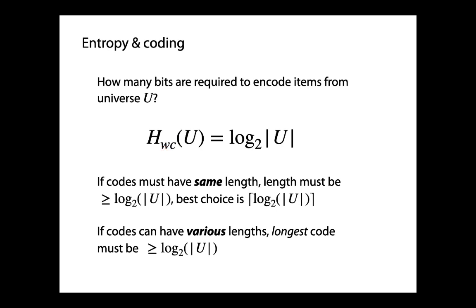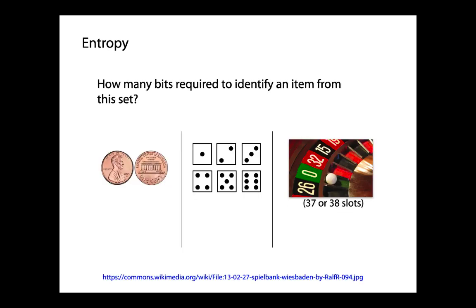Okay, so that's our first concept of entropy. Let's just apply this in a few situations. Let's use the concept of worst case entropy to write down how many bits are going to be required to identify an item from each of these sets. Let's say we're using codes that all have the same length. So what would be a good length I could pick if I had to distinguish heads from tails?